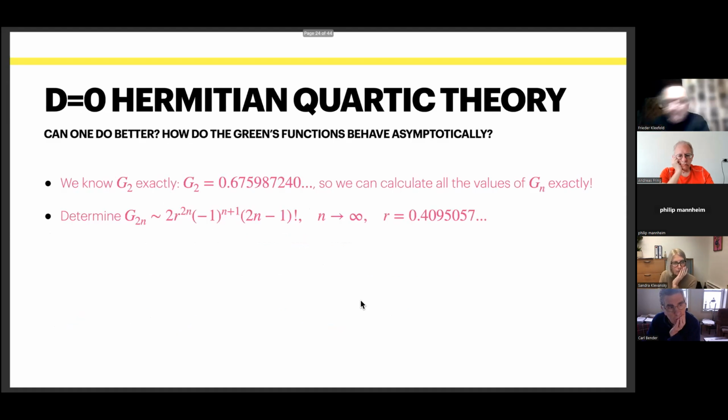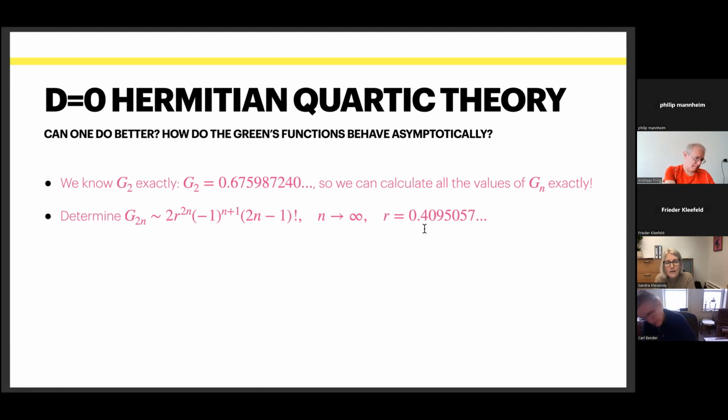What we then did was we looked to see how the GN behave asymptotically. And the asymptotic behavior is governed by this. Firstly, there is this factor in which each one changes sign that we've seen from the last slide. There is also an extreme growth. This is factorial. And then there's a factor which we don't know about, some constant. And it turns out that simply from numerics, we discovered that this constant has this value of 0.4095057. The question is, who ordered that? Is this a generic result for G2N, where the only thing that G2 does is fix the role of R, or does it actually fix the dependence on N?